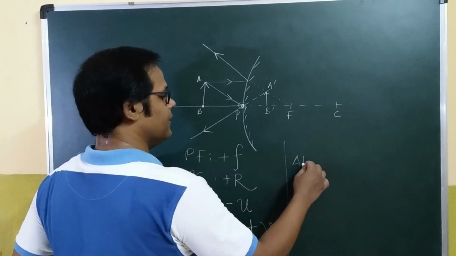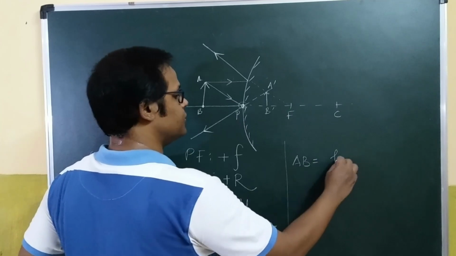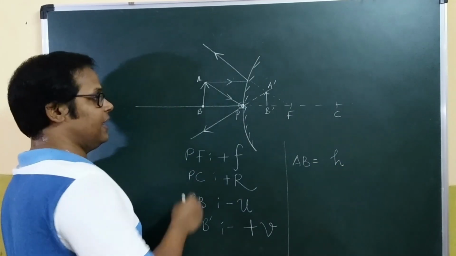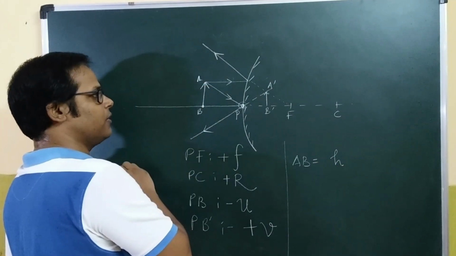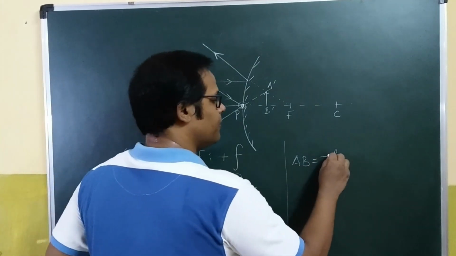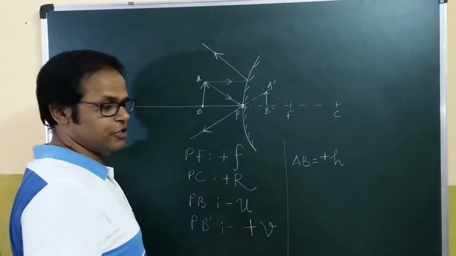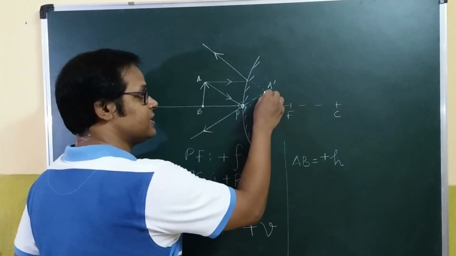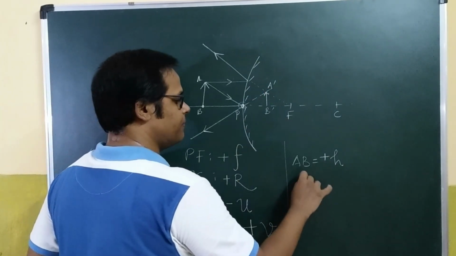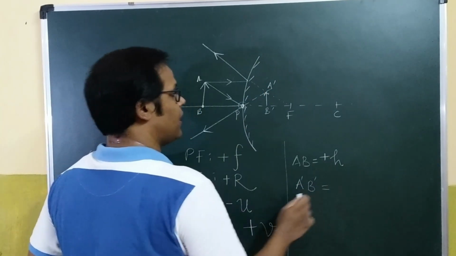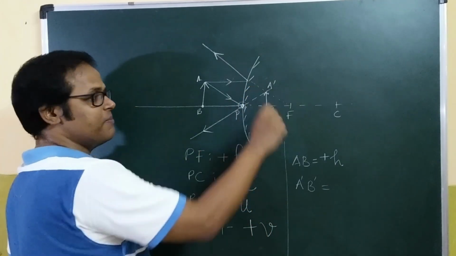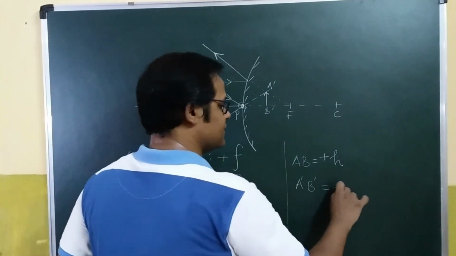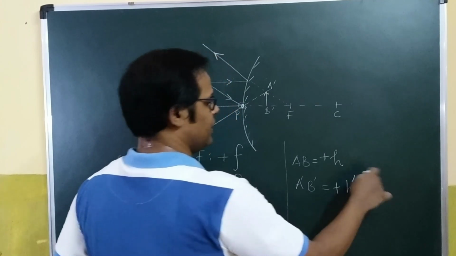Similarly, AB, which is the height of the object, just like in the previous case, is a distance measured above the principal axis, so it should be positive h. Similarly, very interesting is A dash B dash. Here you will find it is also a distance measured above the principal axis, so positive of h dash.